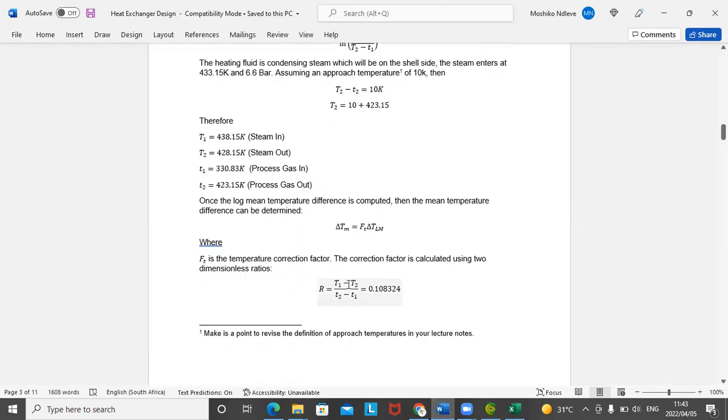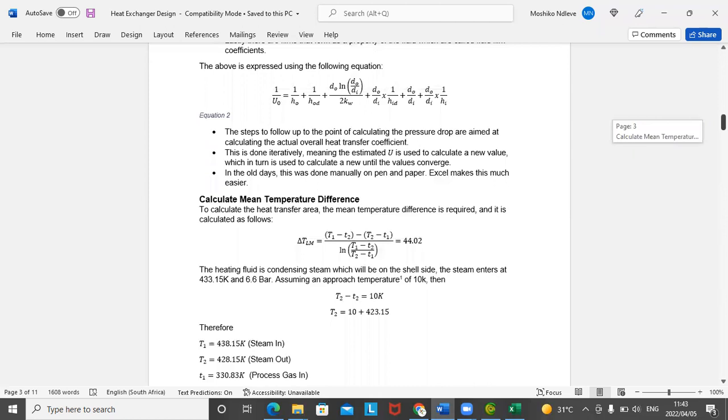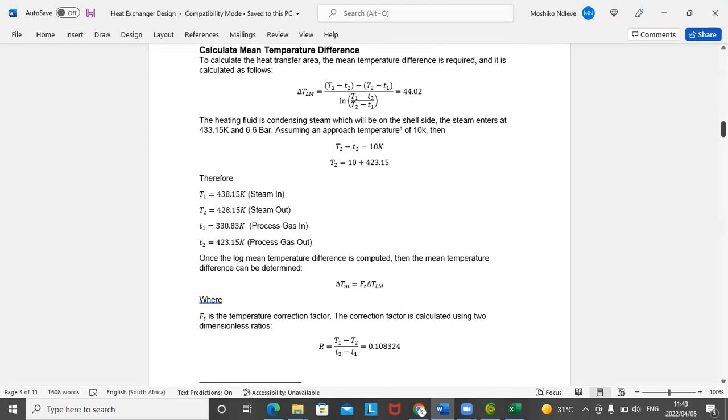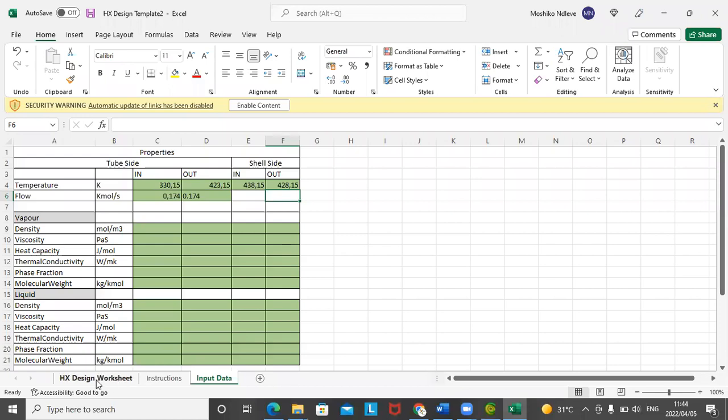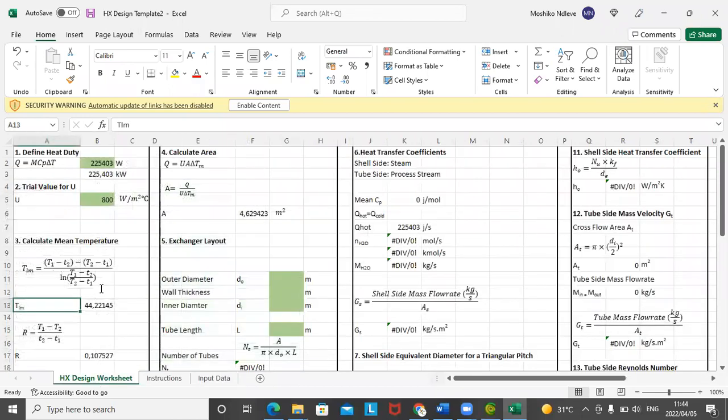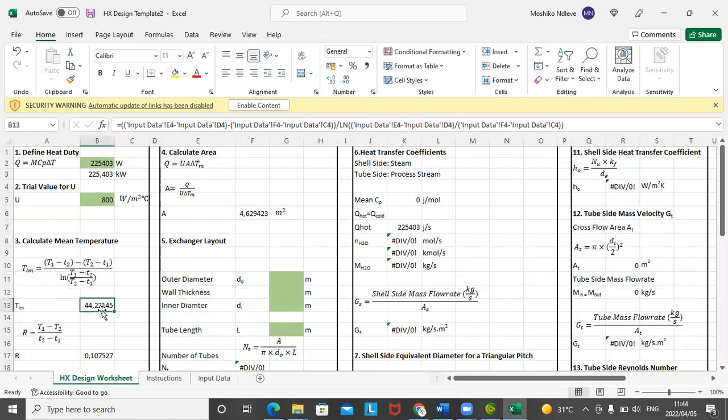And once I've punched that in, it should immediately be able to calculate the log mean temperature. So that is the one step. The first step you need to take before you calculate the mean temperature is to calculate the log mean temperature. So let's go back to our template and see how far it has taken us. As you can see, because we've now put in our temperatures, it has given us the value for our log mean temperature.